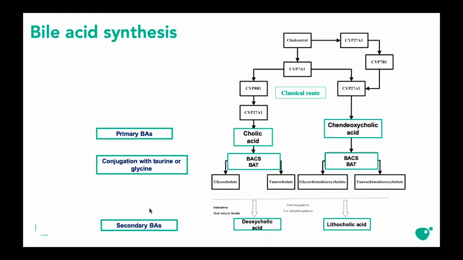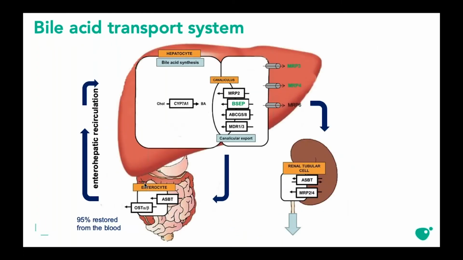Bile acids synthesized in hepatocytes, as well as the other bile components, are excreted in the bile canaliculi, stored in the gallbladder, and discharged into the duodenum. 95% of bile acids are reabsorbed in the small and large intestine and return to the liver. That is what we call enterohepatic cycle.